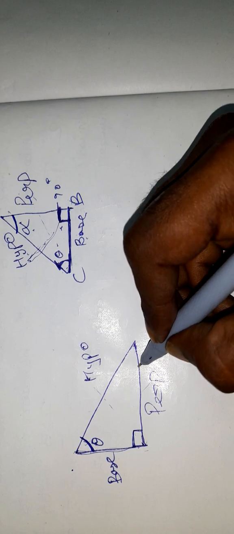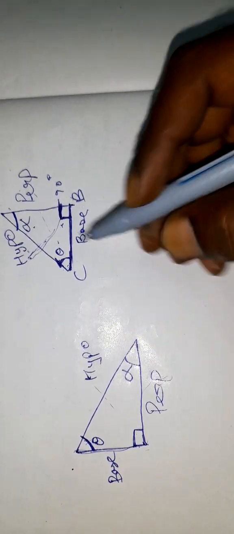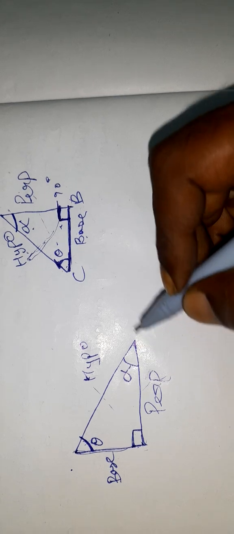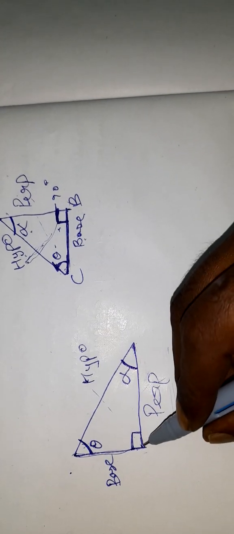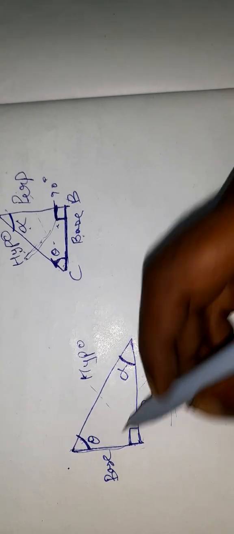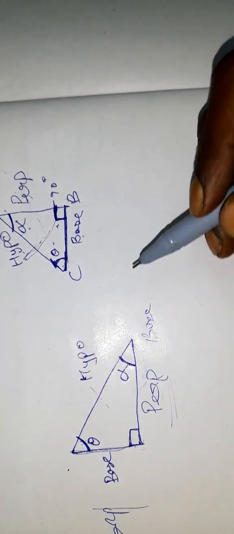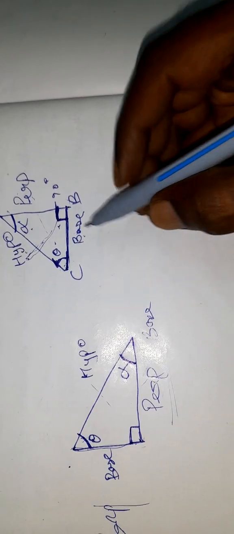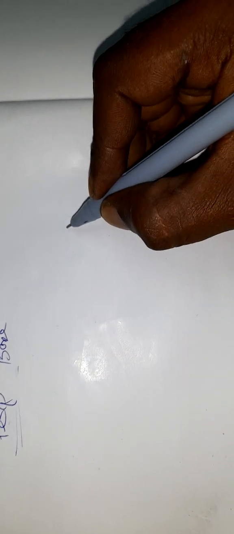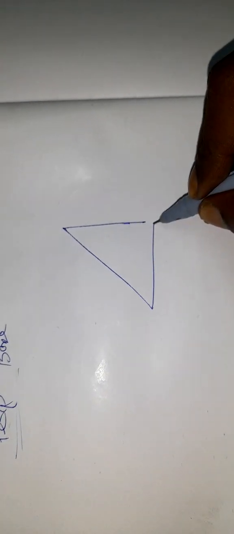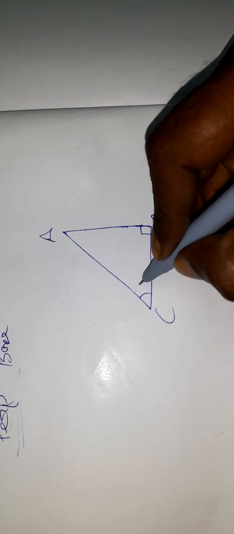You can see that the base always varies. If I say that this angle is alpha, and he is asking for alpha, then with reference to alpha, this will be the base and this will be the perpendicular. So let's take another triangle as well, and I will explain a few more terms. This is a right angle triangle, let's say ABC. This is angle theta and this is angle alpha.